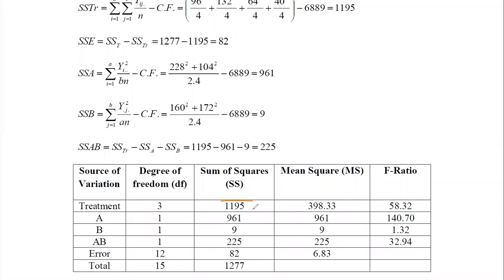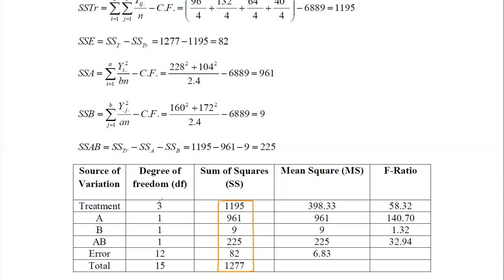So far we have obtained this set of values, and I have included the values which I have obtained for treatment, effect A, effect B, interaction, error, and the total. Therefore, this is what I have obtained for sum of squares. Now we need to obtain the degrees of freedom.